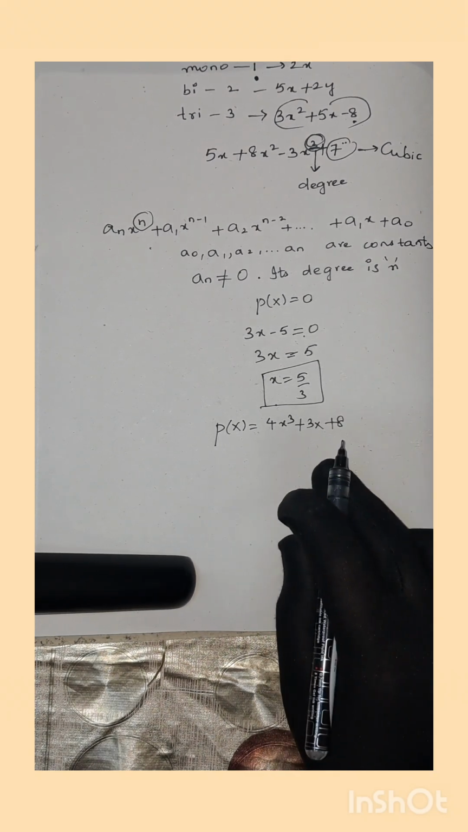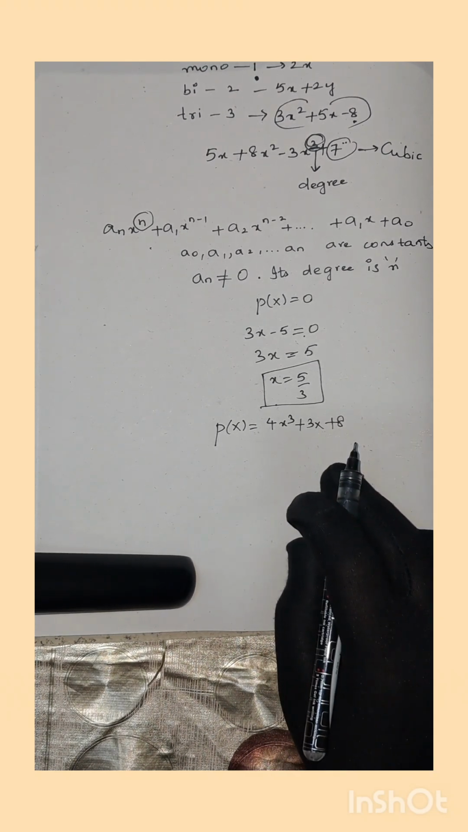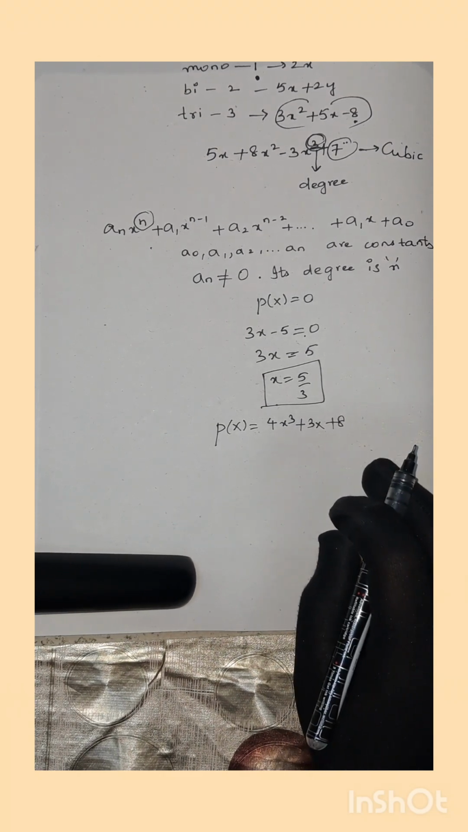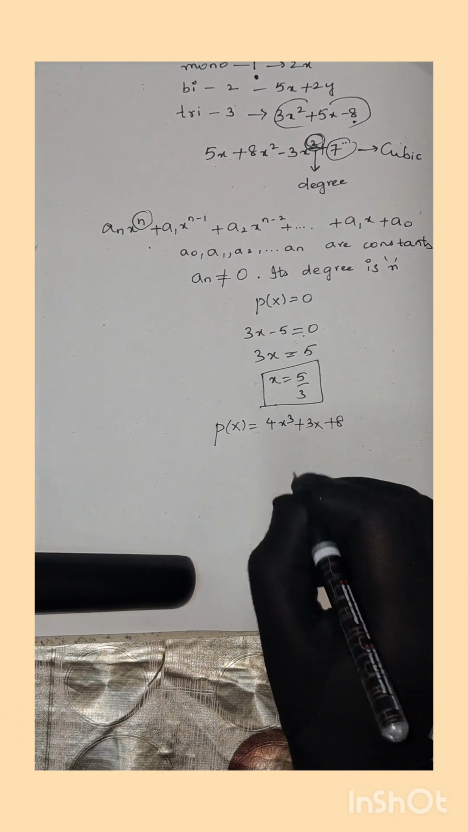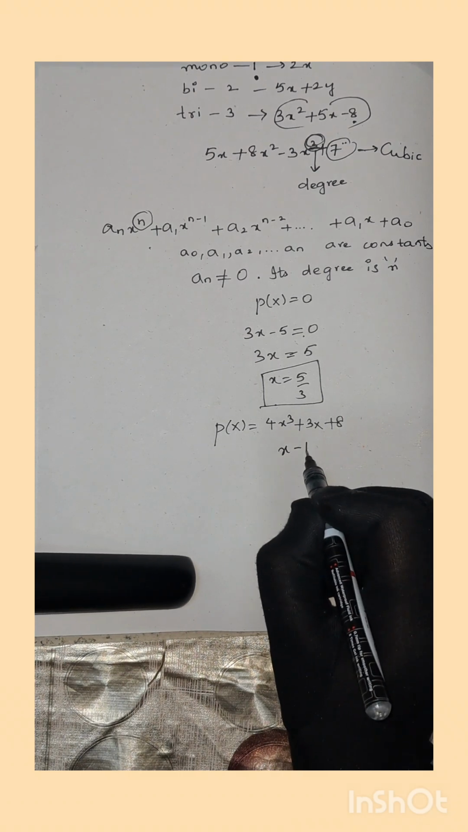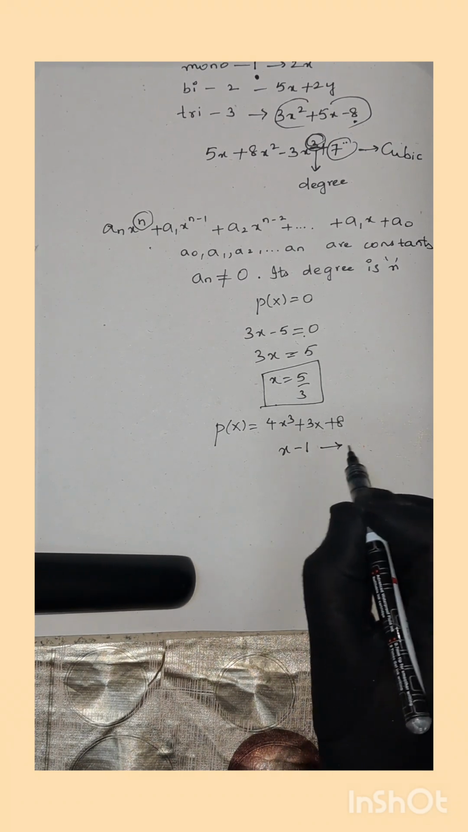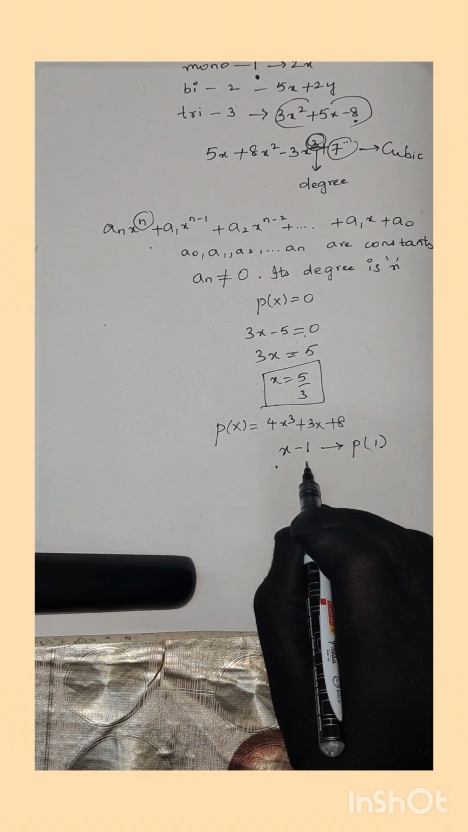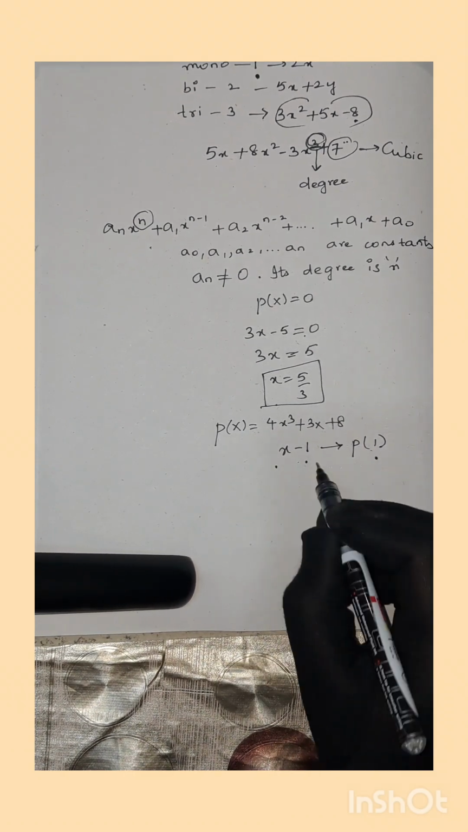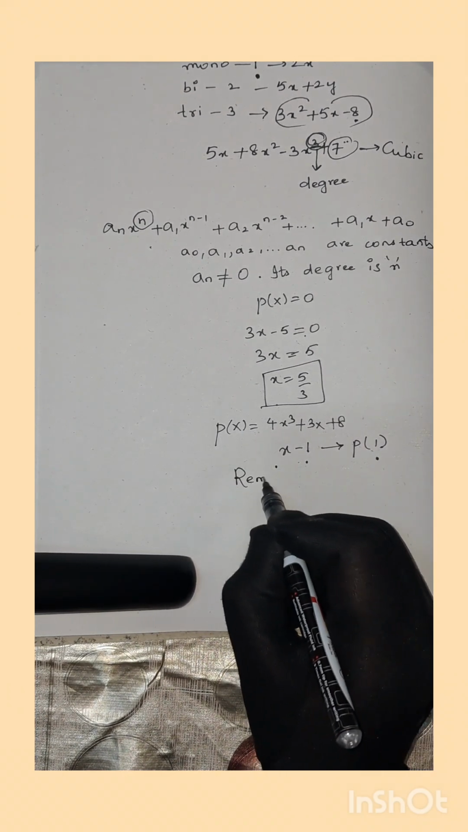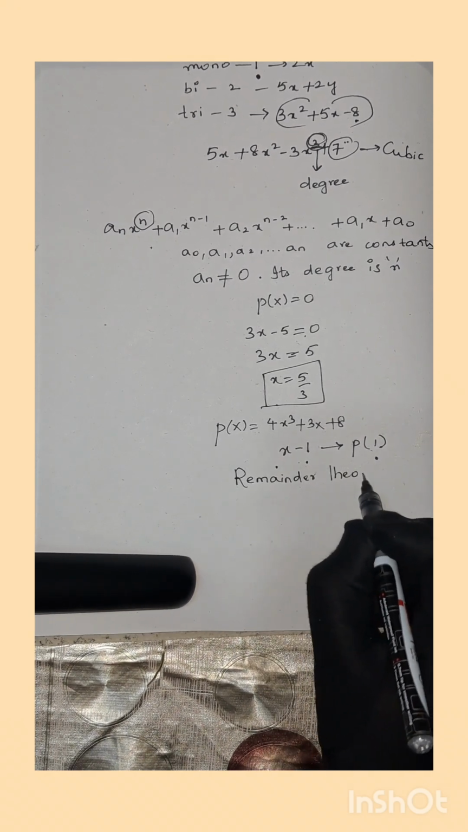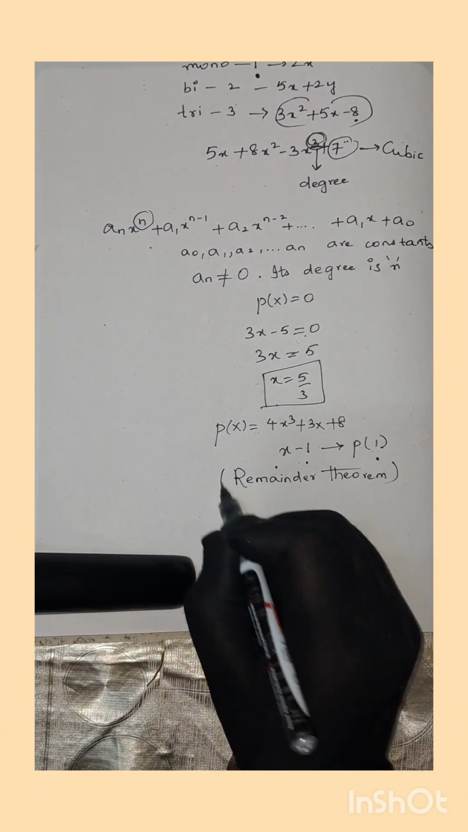Okay. Let a be any real number. Then P of x is divided by the linear polynomial x minus a. Suppose this is divided by x minus 1, then the remainder will be nothing but P of 1. If it is divided by x minus 1, the remainder will be P of 1. This is nothing but your remainder theorem. Remainder theorem.